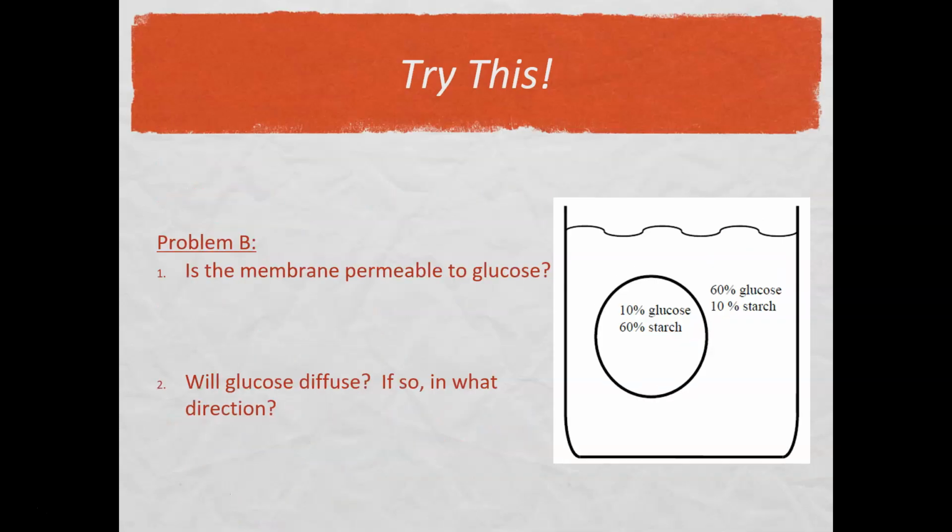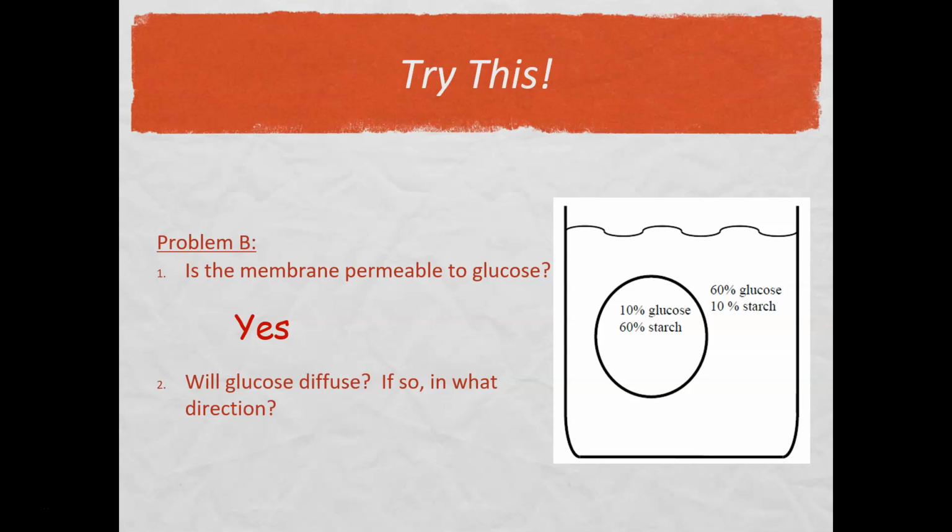If I take a look at problem B, now let's make it a little more complicated. So I've got 60% glucose, 10% starch in the beaker, 10% glucose, 60% starch in the cell. But let's take it one step at a time again. So my first question, is the membrane permeable to glucose? Can glucose pass across this membrane according to the set of parameters we've been told? And the answer is yes. So is the glucose going to diffuse, and in what direction?